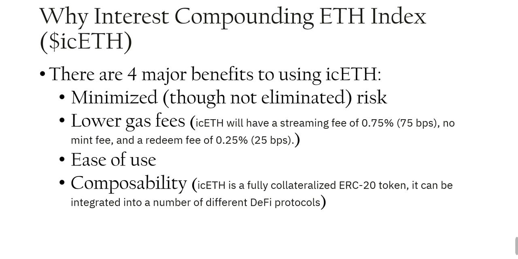There are four major benefits of using icETH: minimized risk, lower gas fee as you see in the picture, and ease of use and composability. icETH is a fully collateralized ERC20 token. It can be integrated into a number of different DeFi protocols. It means that you can spend it on several related DeFis.